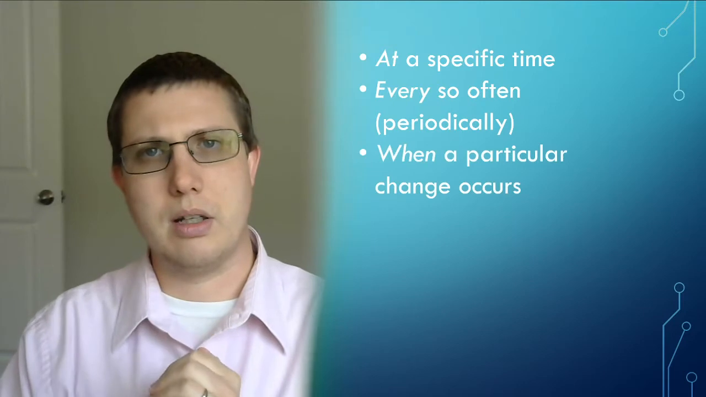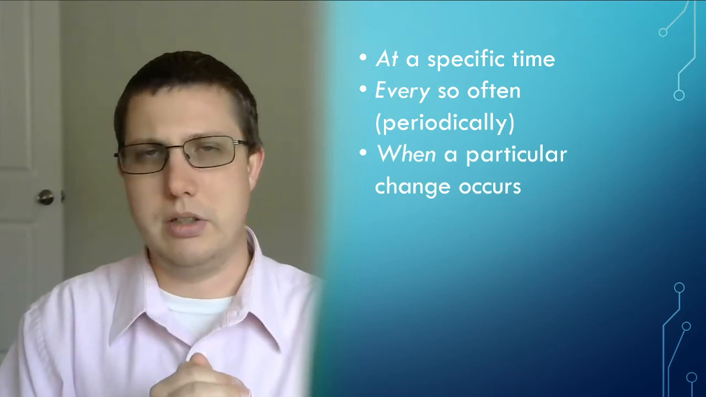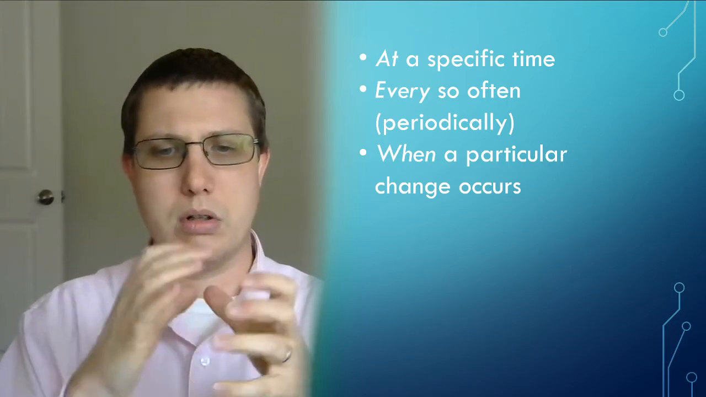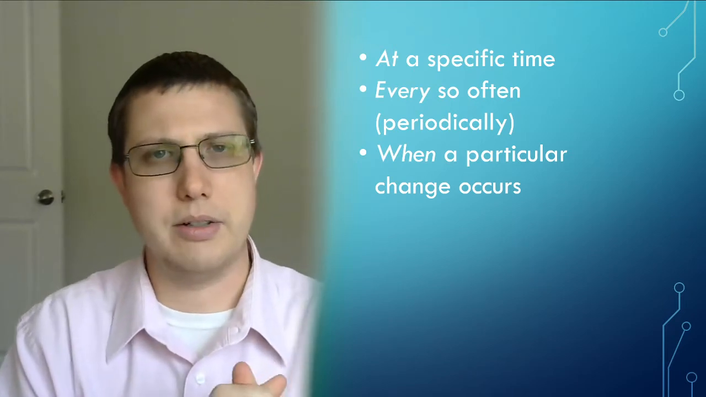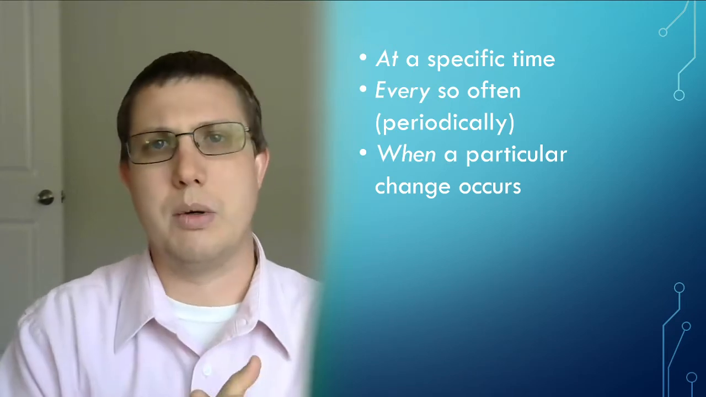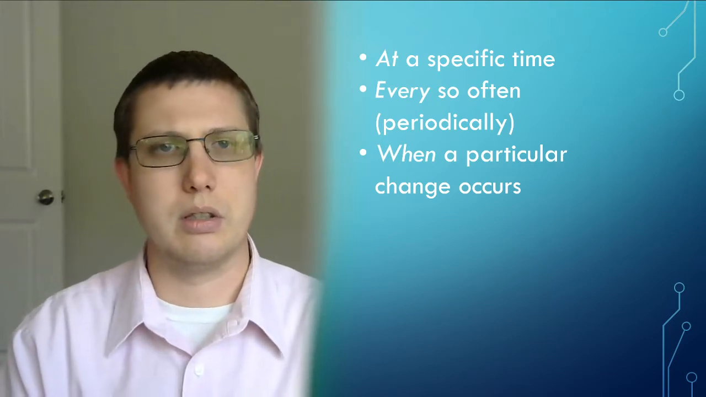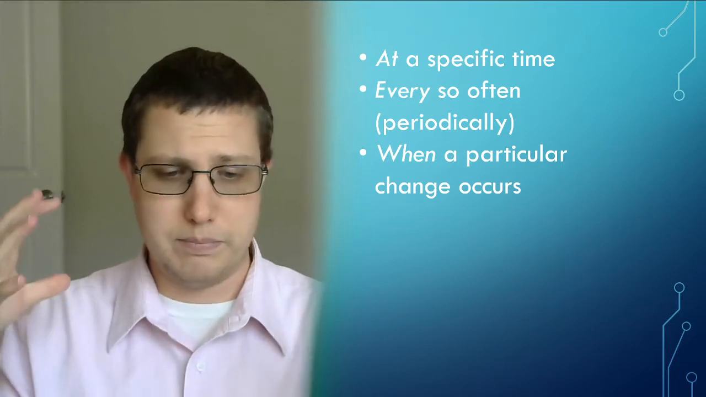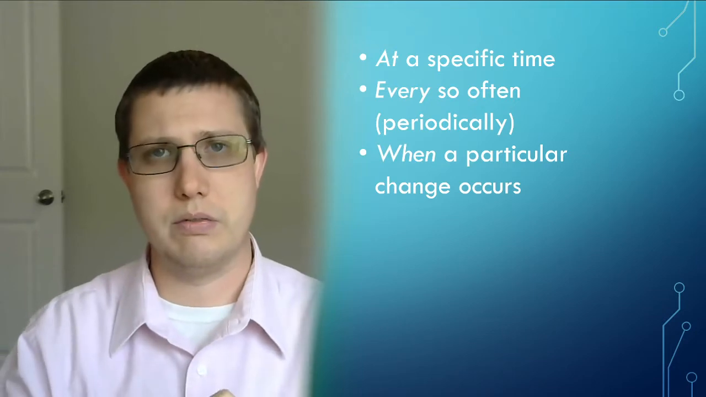The next type of automation is automation that runs when a particular change occurs. And this is more specific to the data that it's managing. So in the case of Cherwell, it might be when a particular field changes value from one value to another, or it might be when a record is created, when a record is deleted, those sorts of things.